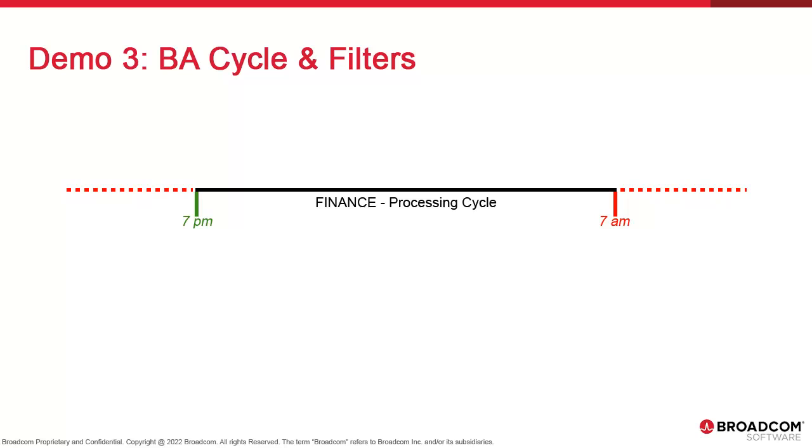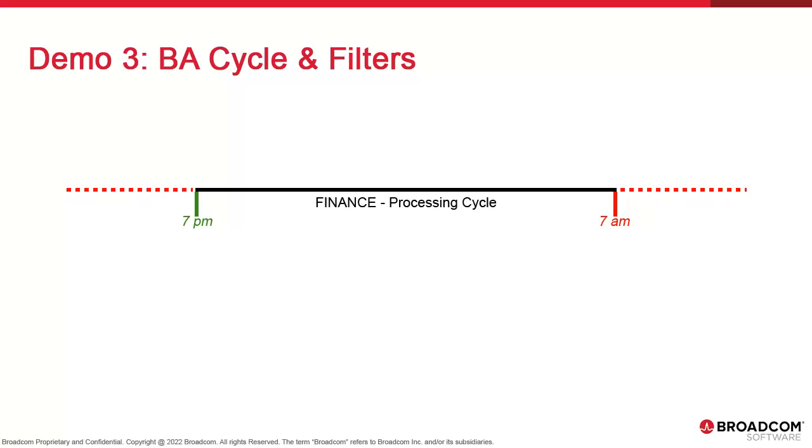Sales from 3 p.m. to 9 p.m., finance from 5 p.m. to 11 p.m., ops from 9 p.m. to 9 a.m., and so forth. These cycles can be calculated automatically based on historical records, derived from the parent area, or set manually.